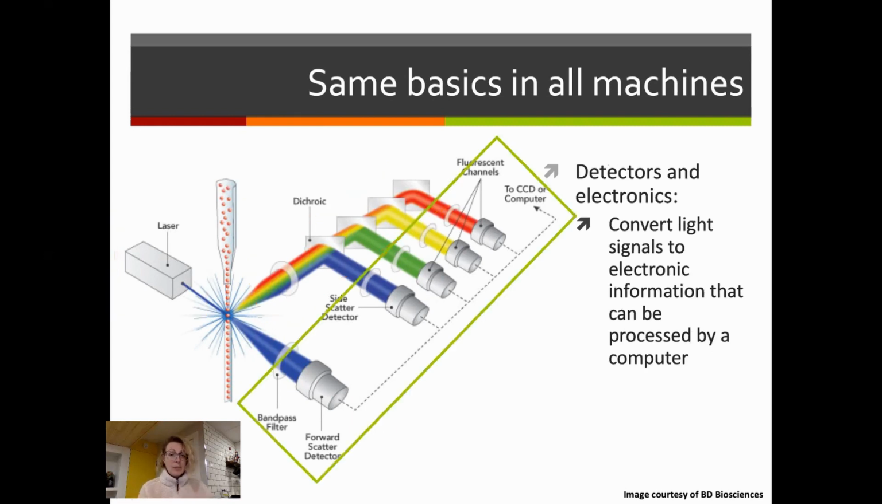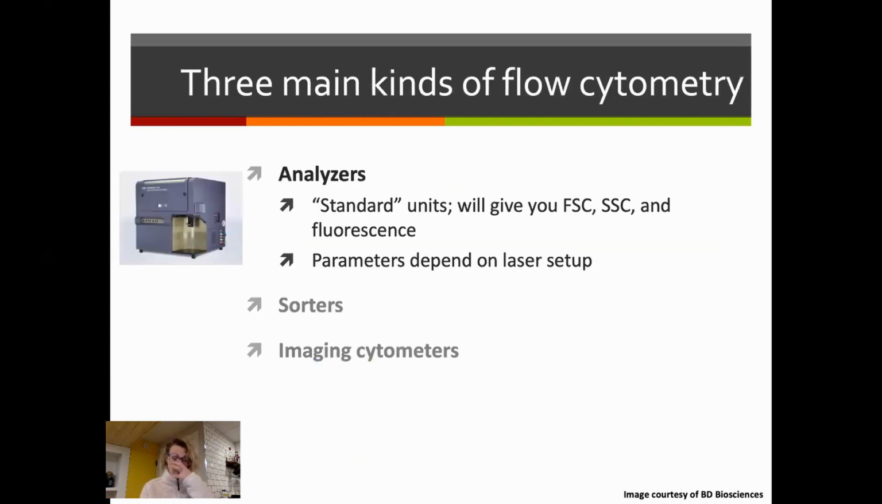And finally, we have the detectors or electronics. So these are downstream of the filters, and these are the parts of the machine that convert the light signals into electronic information that can be processed by a computer.